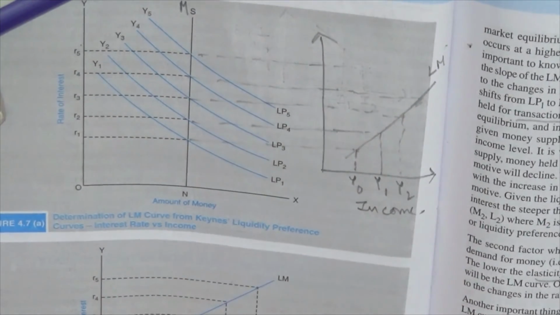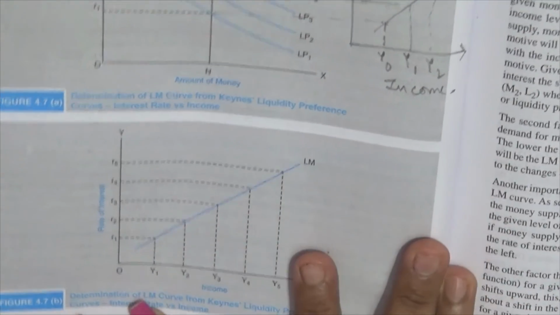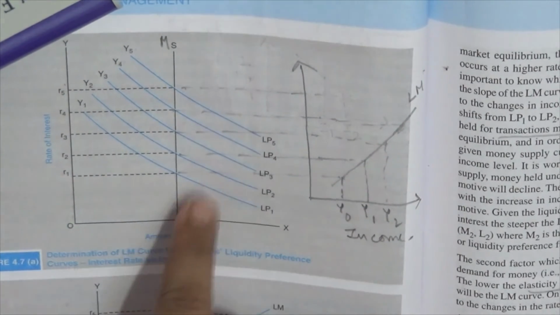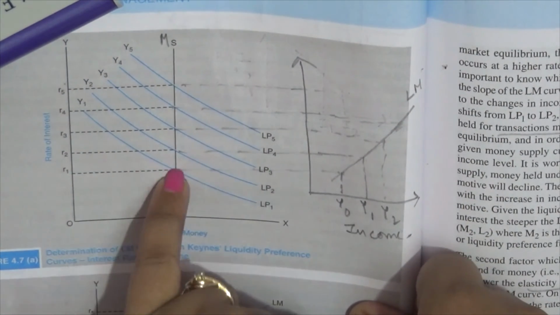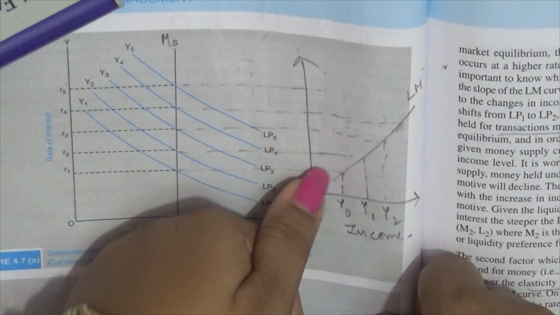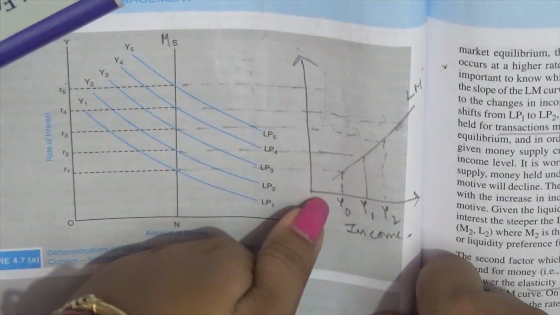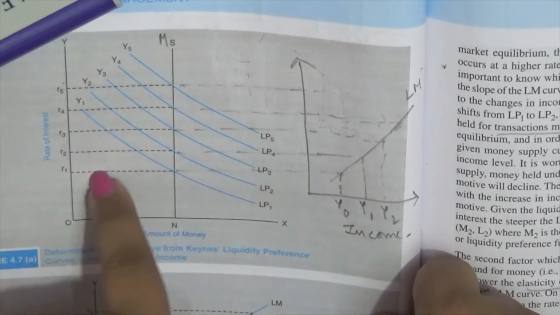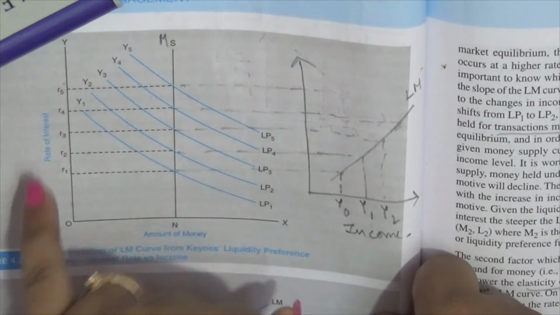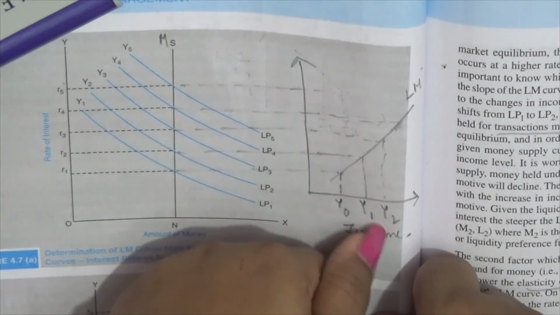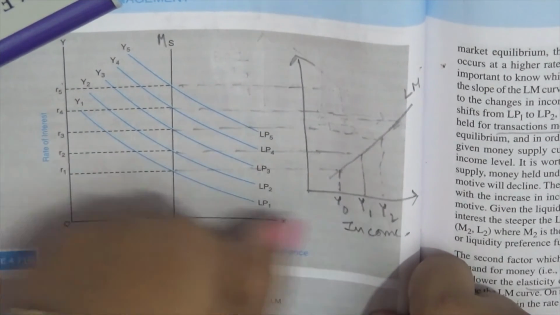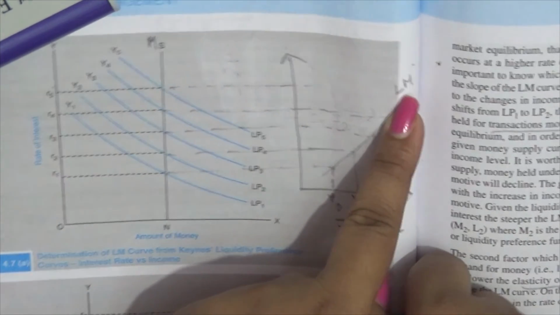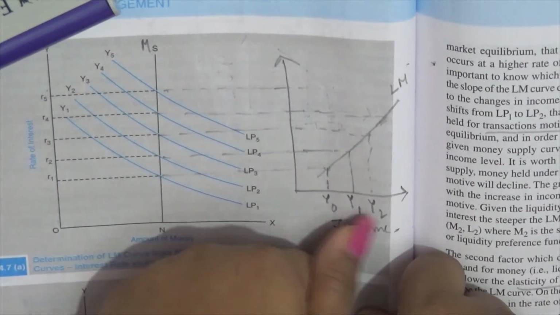Now this downward graph, how it has been determined, I will tell you from this graph only. Now if we extend this line, and we stop it at this point, why I am stopping at this point I will tell you later on. From R2 we have extended this line and we have stopped at Y1, and then from R3 again we have extended and stopped the line at Y2. And if we join these points, here comes the LM curve.